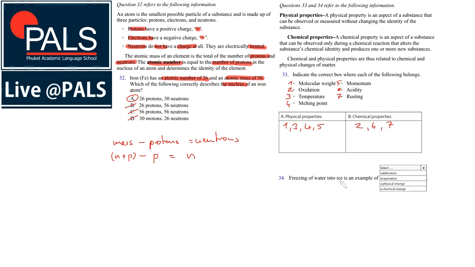Freezing of water into ice is an example of a physical change. Now, the identity of the substance remains the same. It's only a change of state. From liquid to solid, the water is still water. H2O remains H2O.